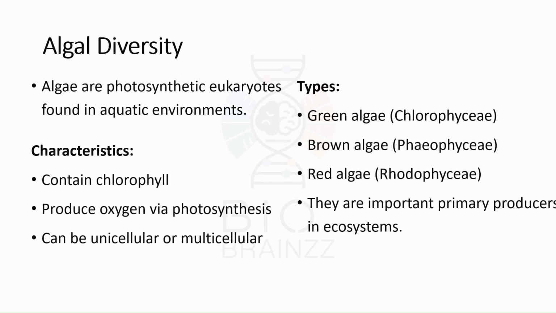Algae can be unicellular or multicellular and are classified into different groups such as green algae, brown algae, and red algae based on their pigmentation and other characteristics. Each group has distinct features and ecological roles. Their ability to convert sunlight into chemical energy makes them essential for sustaining life in aquatic habitats and maintaining ecological balance.